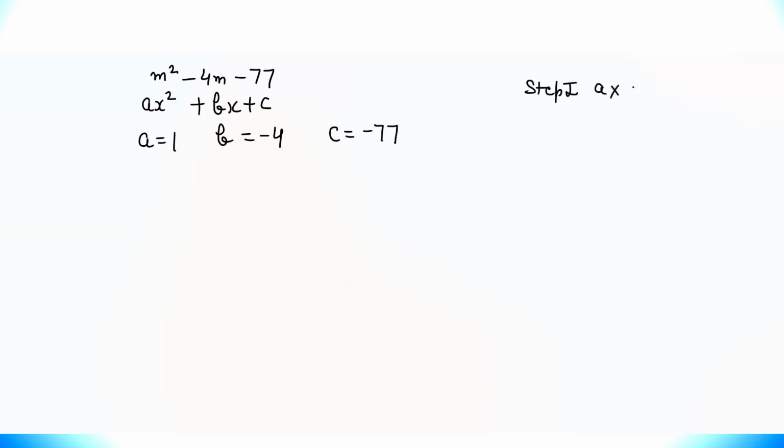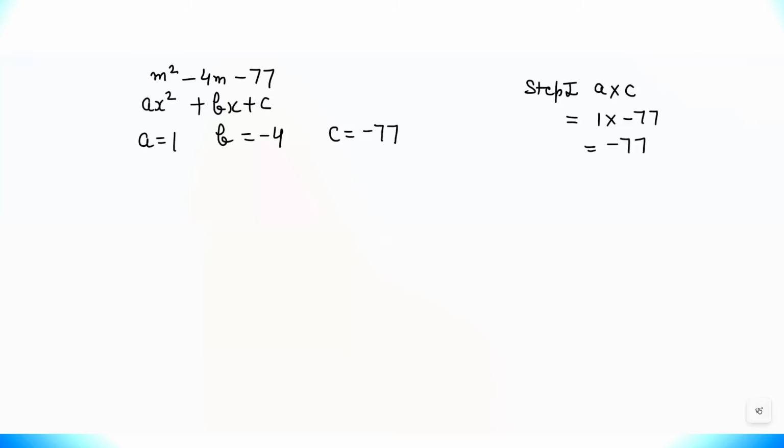In this equation also, we will first compare this equation with ax squared plus bx plus c, where the value of a is 1, the value of b is minus 4, and the value of c is minus 77. So the first step is we have to multiply a with c. So I'll get here 1 into minus 77, which is equal to minus 77.